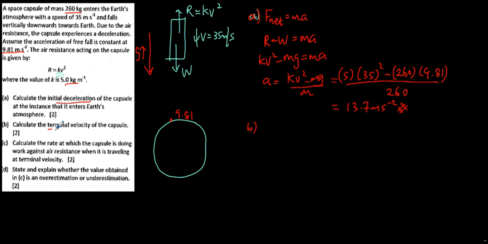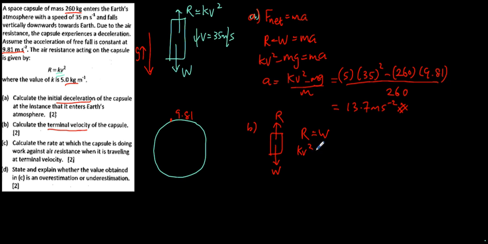Part B, they ask you about terminal velocity. Well, what do you understand by terminal velocity? Do you still remember? At terminal velocity, all the upward force must be equal to the downward force, right? Because at this instant there will be no acceleration. This is the meaning of terminal velocity, in which the object has reached maximum velocity. So in this case, at terminal velocity, the resultant force is 0. What does that mean, 0? 0 means R equals W. R equals W.